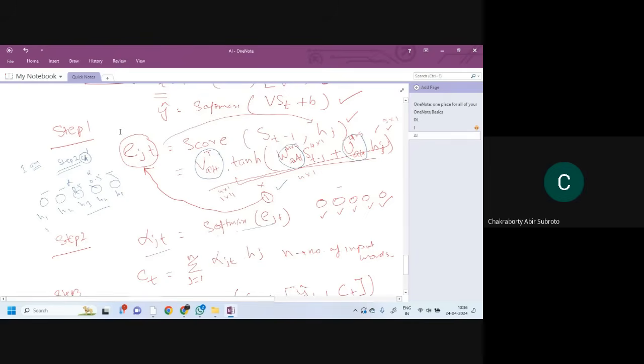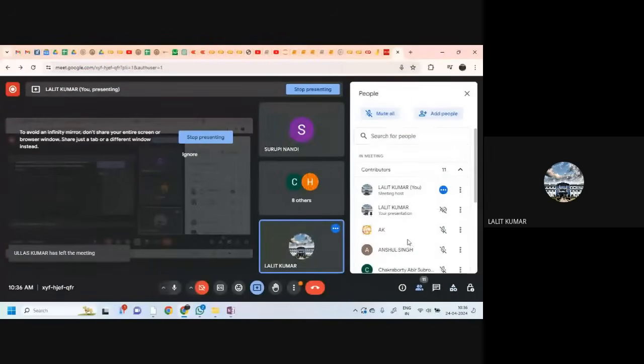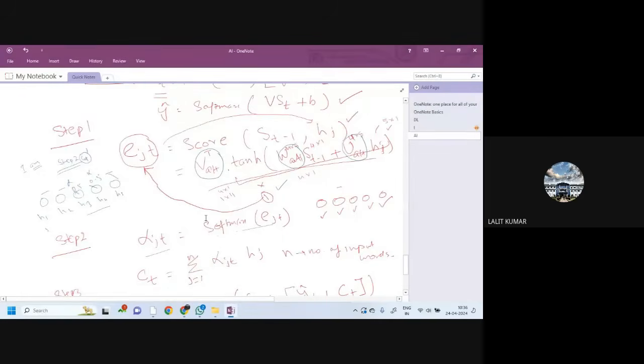Okay, so from here, should we move to LSTM now? Sure. Anyone any doubt regarding this? Can you please do 4 and 5 again? 4 and 5? Okay.